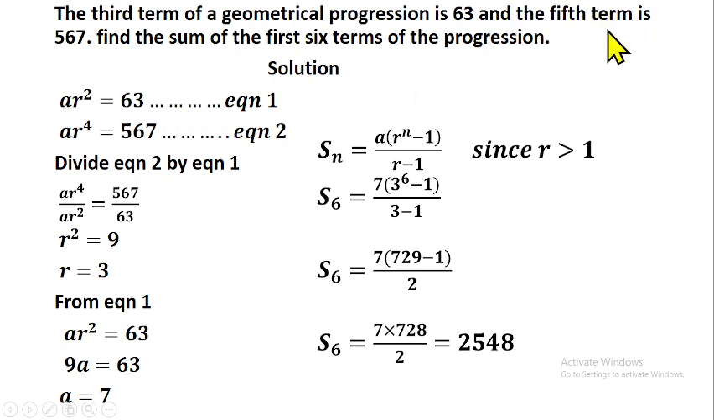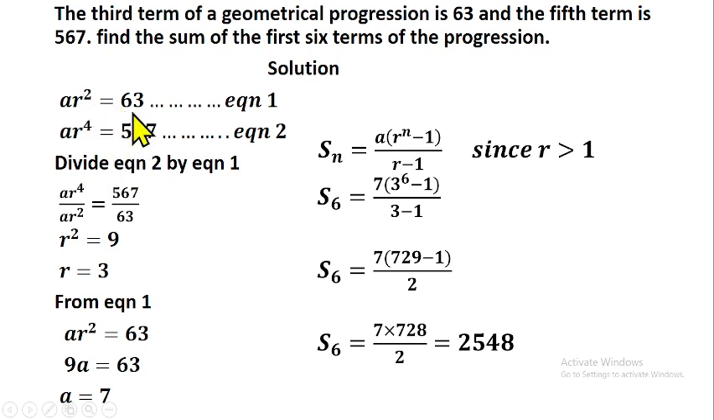And the fifth term is 567. What is the fifth term of a GP? That is ar raised to power 4 equals 567. Equation 2. Then find the sum of the first six terms of the progression. We cannot sum the first six terms if you don't know the value of the first term and the constant ratio as well. So with this, you can find the first term and the constant ratio.